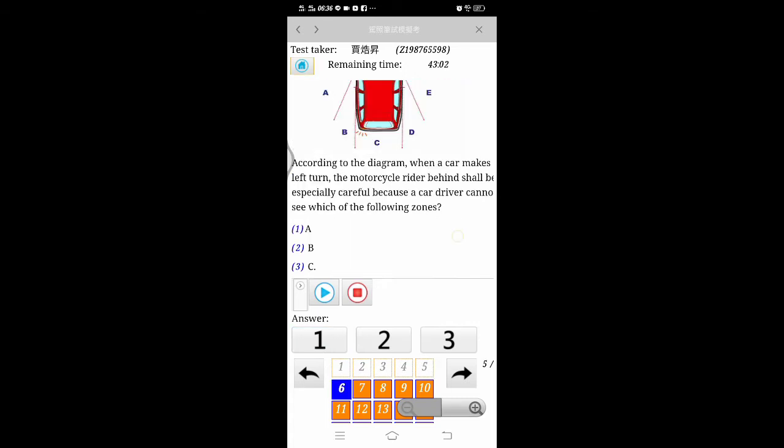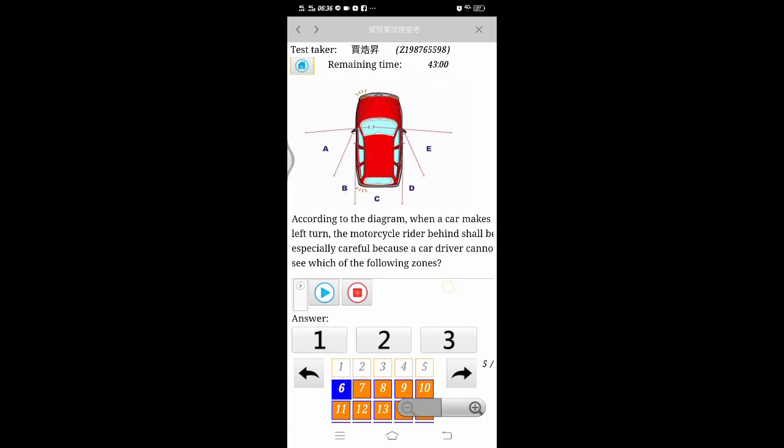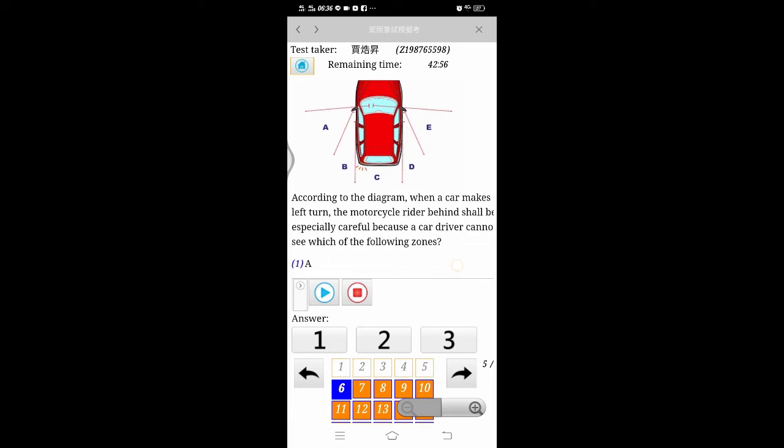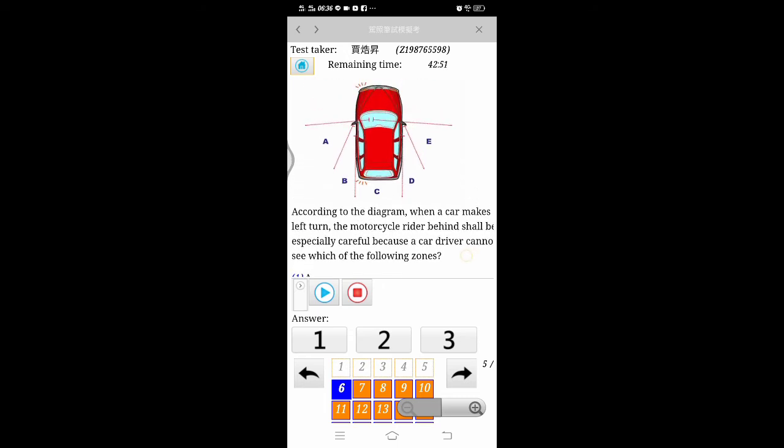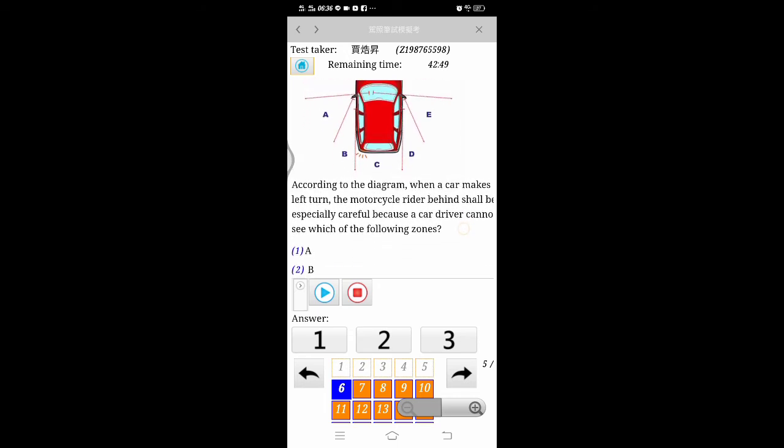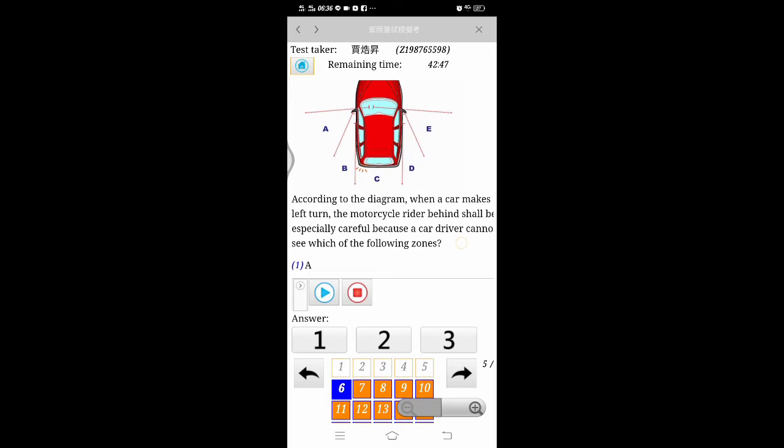2. According to the diagram, when a car makes a left turn, the motorcycle rider behind shall be especially careful because a car driver cannot see which of the following zones. 1. A. 2. B. 3. C.